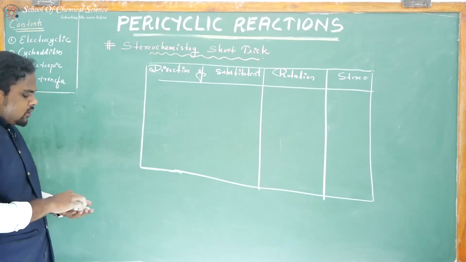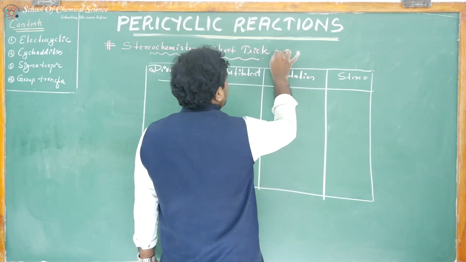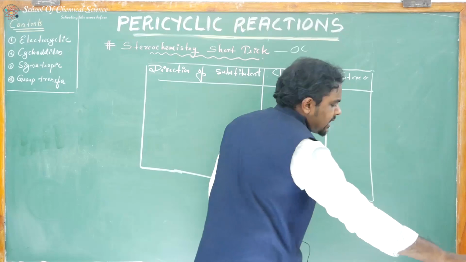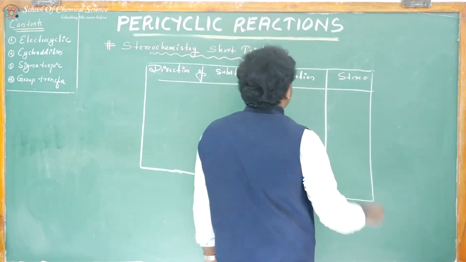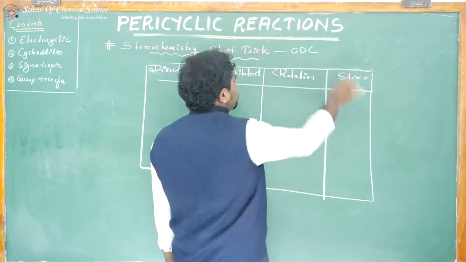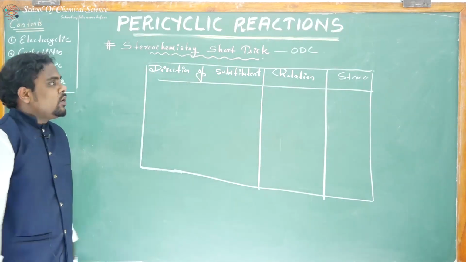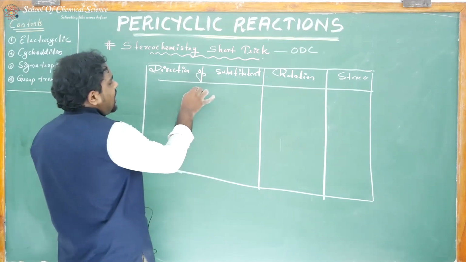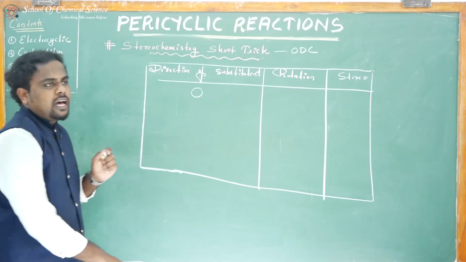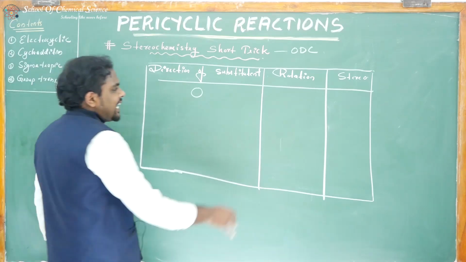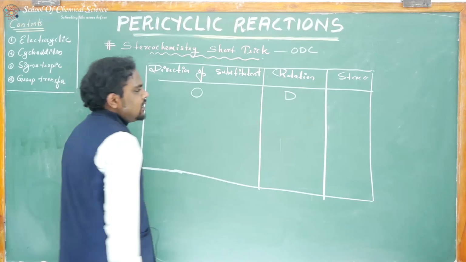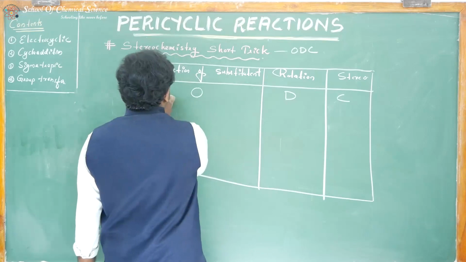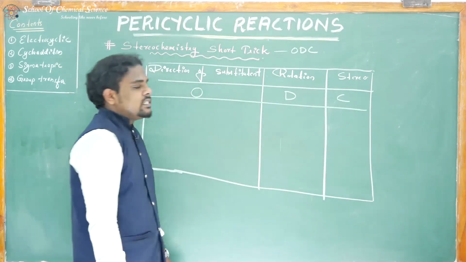So this rule is also called the ODC rule. When substituents are opposite, rotation is dis, then the stereochemistry is cis. That is called the ODC rule.